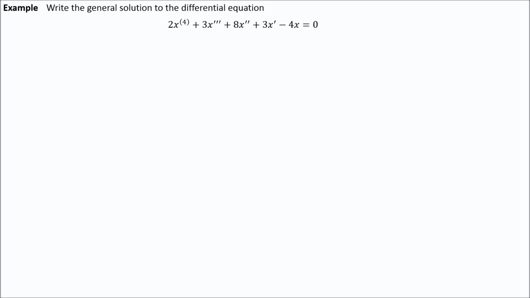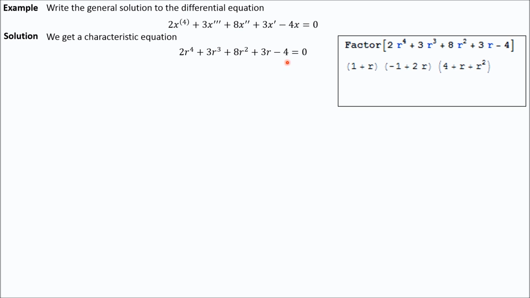So here's an example of a fourth order differential equation. Don't read into it too much. It definitely doesn't apply to any physical situation that I'm aware of, but let's solve it. First we look at the characteristic equation to figure out what R has to be. And R, well, Mathematica is happy to factor it for us.